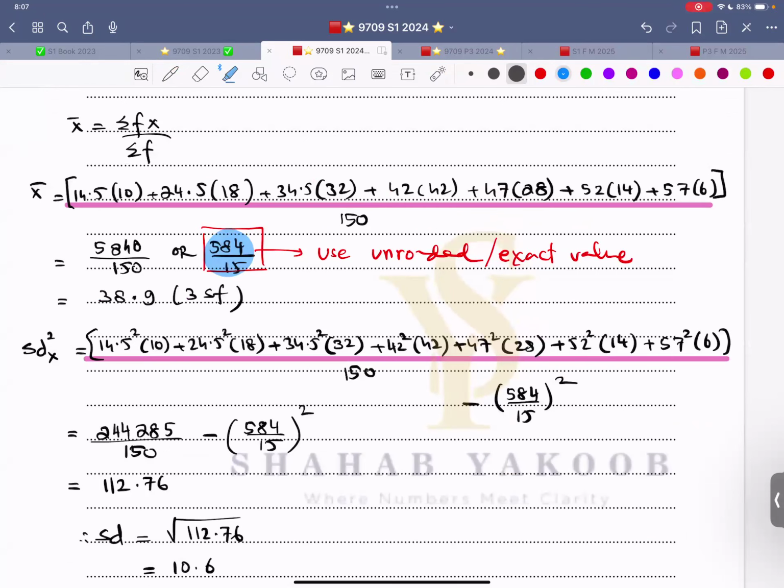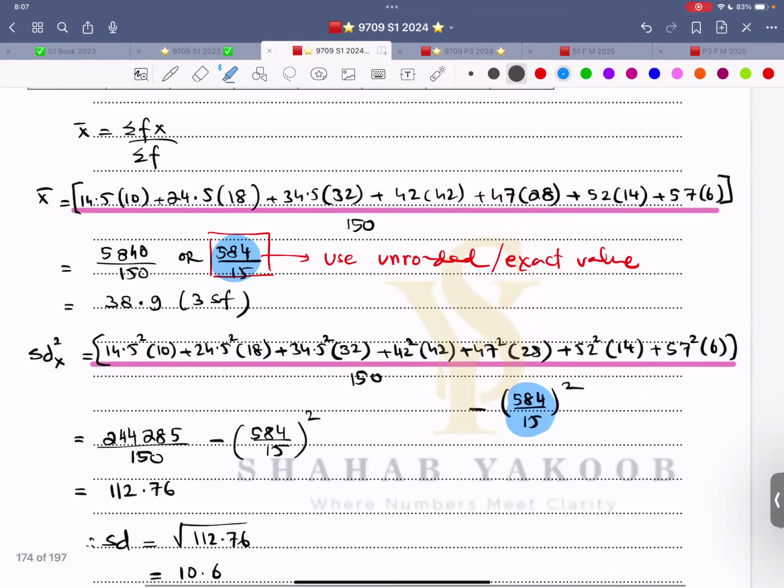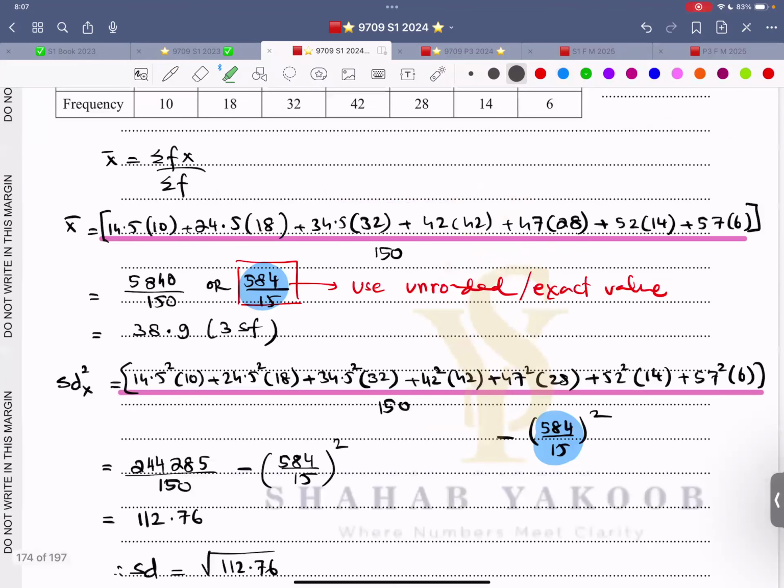That is 584 over 15. And what else am I focusing on? I'm focusing on 14.5, 24.5, 34.5, 42, 47, 52, 57. So now it's the same thing with the square, just like that.